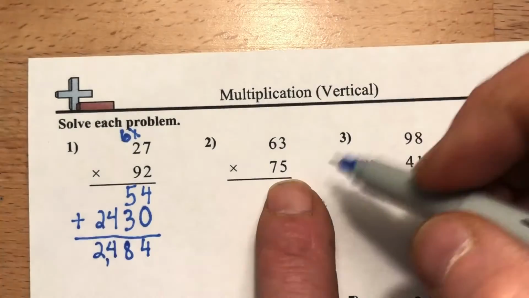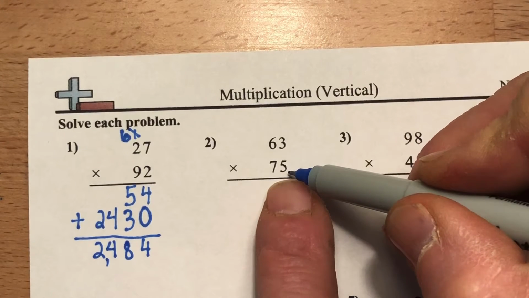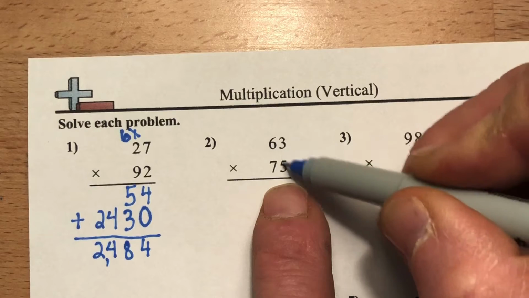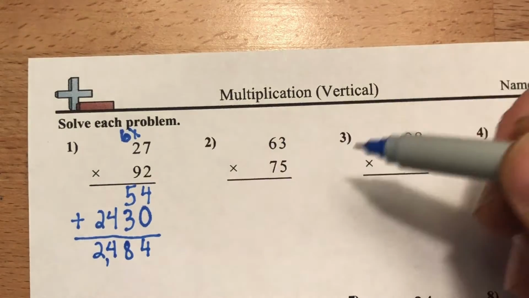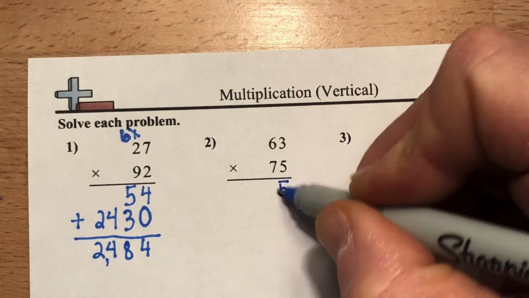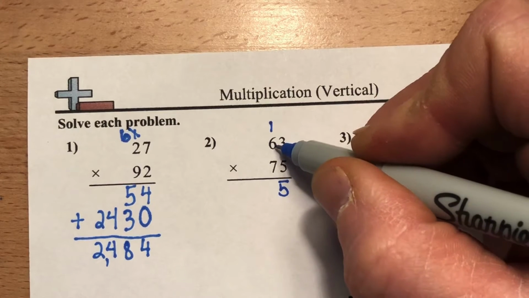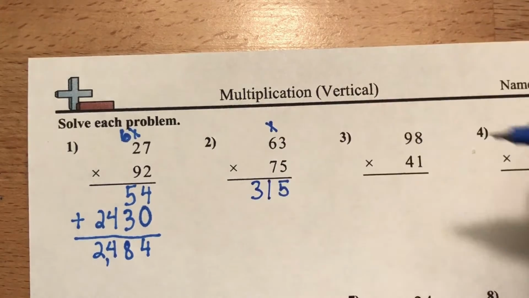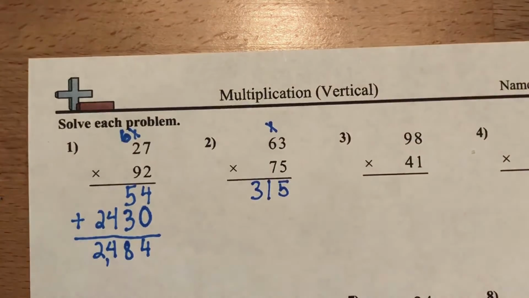Remember, repetition is key here. Start right here in the ones place. I'm going to do this number times both of these, and that number times both of these, and I'll have my answer. 5 times 3 is 15. Put down the 5, carry the 1. 5 times 6 is 30, plus 1 is 31. Good. And I crossed that 1 out just in case I have to use that space again.